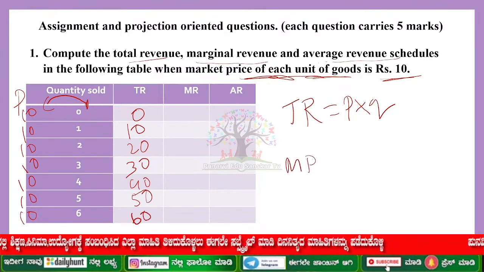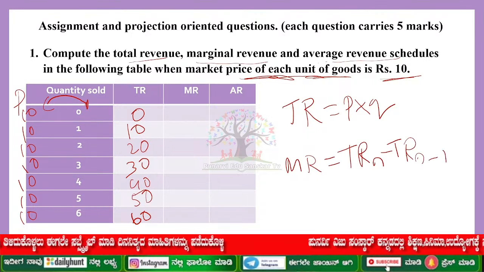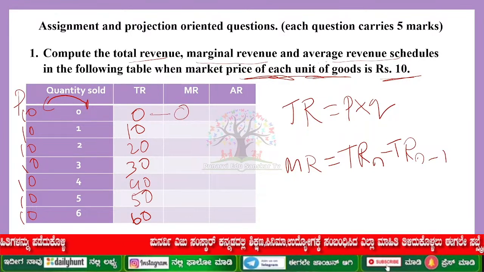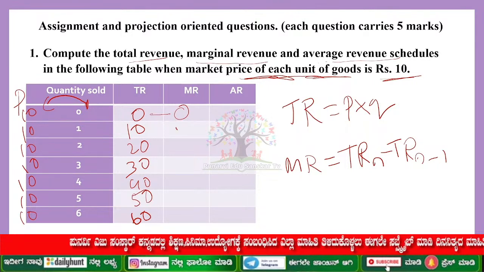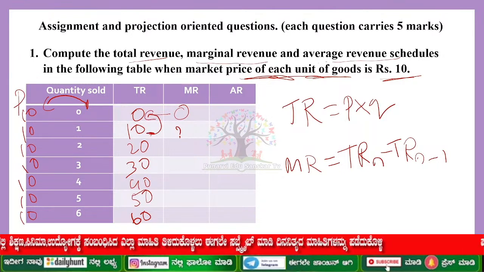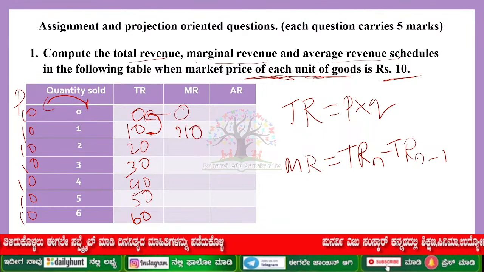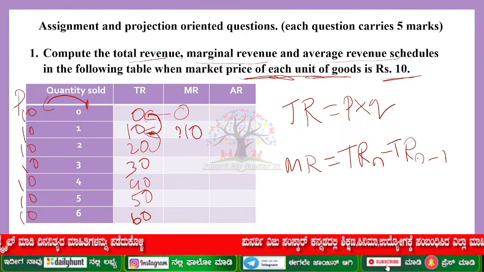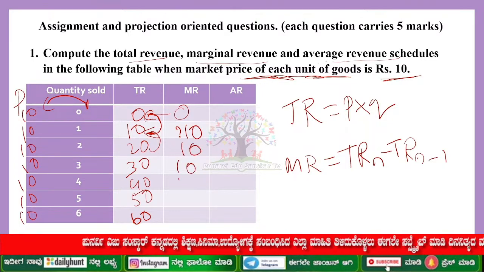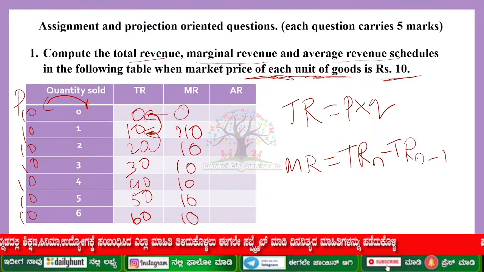And you know MR, as I told, is TRn minus TRn-1. So for the first value the previous value we don't know, so we will write 0. Then if you want to find out this, take the value of TR minus the previous value, that is 10 minus 0, you will get 10. Then 20 minus 10, you will get 10. 30 minus 20, 10. 40 minus 30, 10. 50 minus 40, 10. 60 minus 50, 10, you will get it.